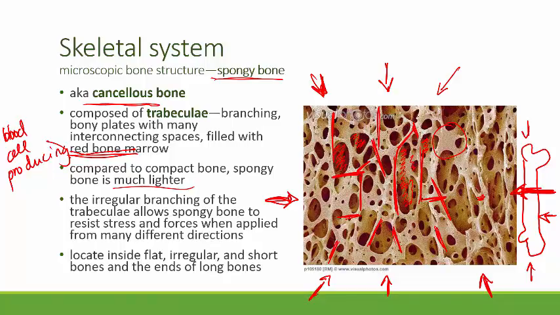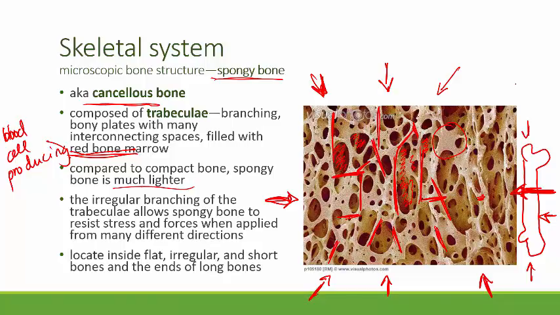Okay, so spongy bone is not as strong as compact bone is. But you can compress spongy bone from any direction, and it will have the same strength regardless. So unlike our compact bone, there is no direction in which you can compress spongy bone where it's weaker. It is the same strength no matter which direction the force is being applied.